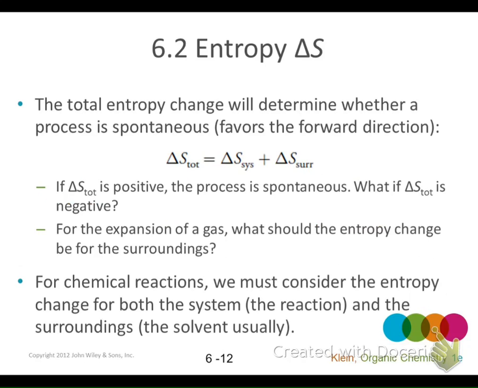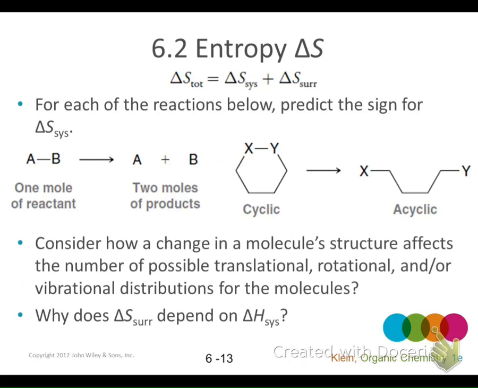So for chemical reactions, though, we have to consider both. So let's look at this and think about what's happening here. On the left, what's happening? One mole of reactant, 2 moles of product. So for the system, delta S is what? I'm going to put some values to these things. Delta S is positive because I'm gaining more stuff. What's delta H? It's also positive because I'm breaking a bond and making two things, right? So delta H has to be positive.